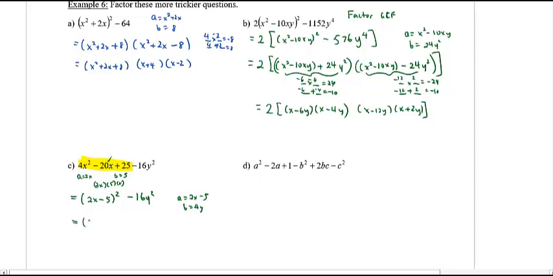So 2x minus 5 plus 4y, and then 2x minus 5 minus 4y. You could leave it like this, or some math people once again like having the variables all done first, and then the constant term at the end. It doesn't matter to me, but both answers will be good.